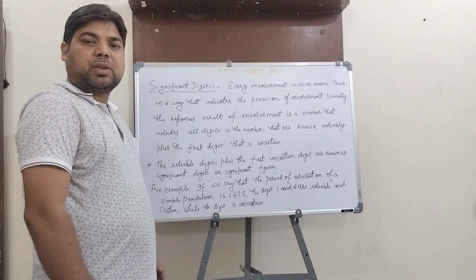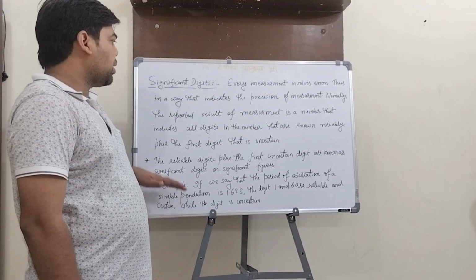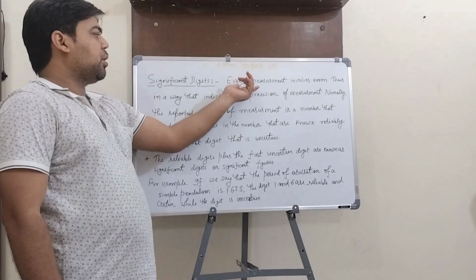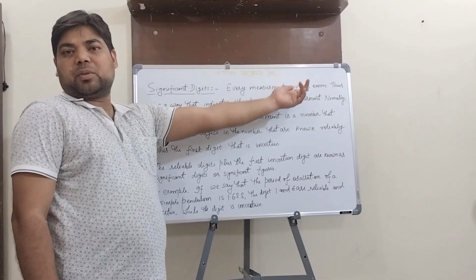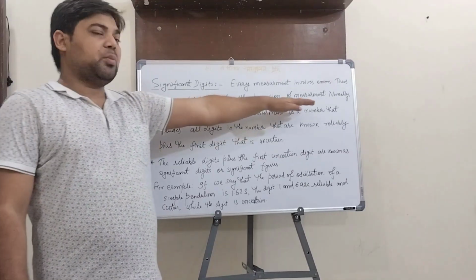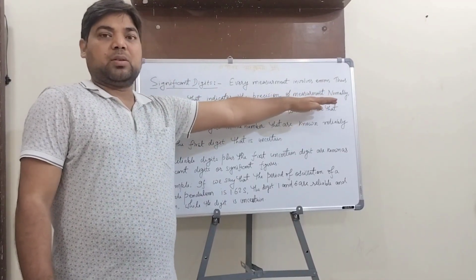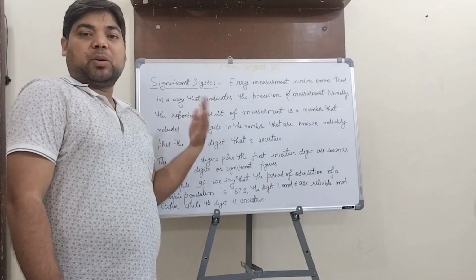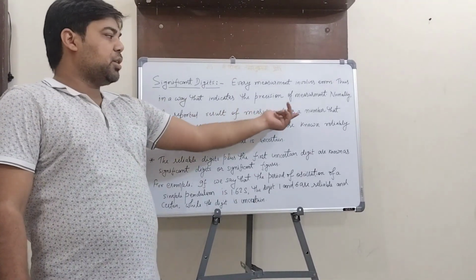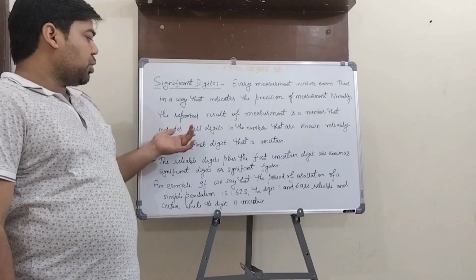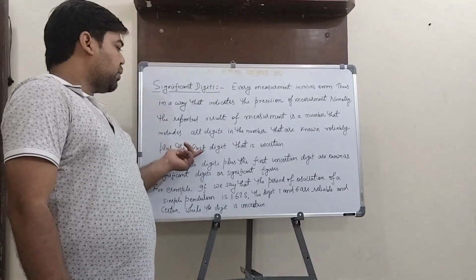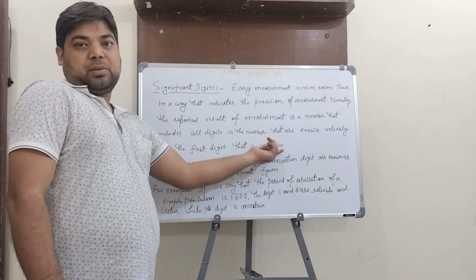So let us talk about significant digits. Significant digits are defined as follows. We know that every measurement involves errors. Thus, in a way, that indicates the precision of the measurement, that is, how precise the experiment is. Normally, the reported result of the measurement is a number that includes all digits that are known and reliable plus the first digit that is uncertain.